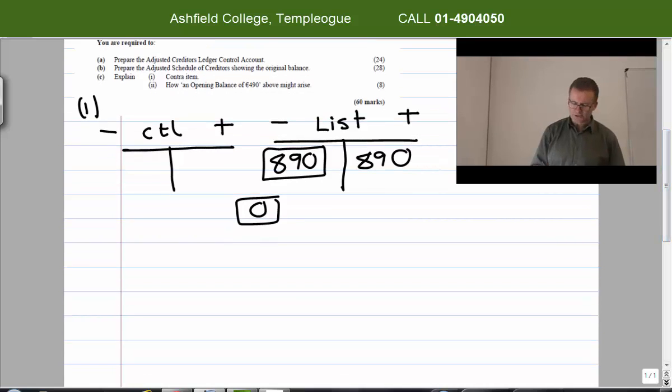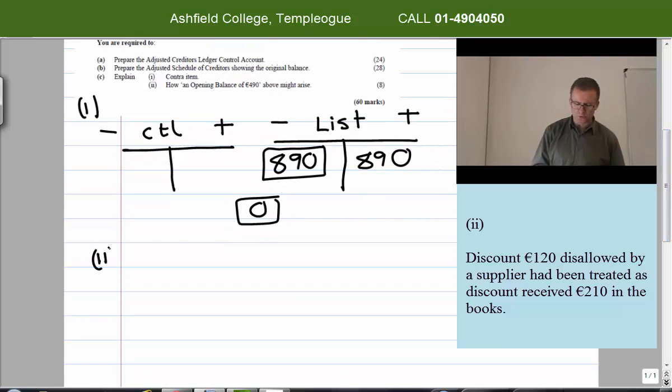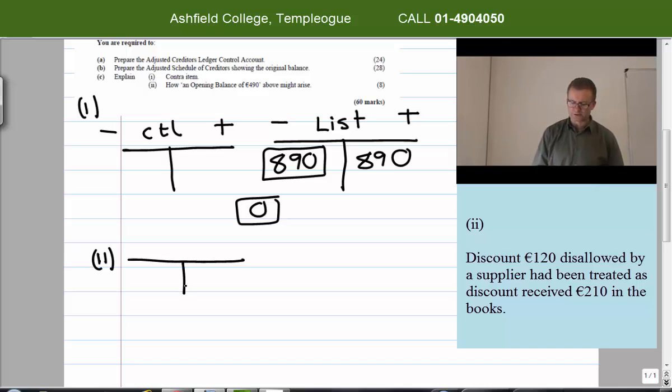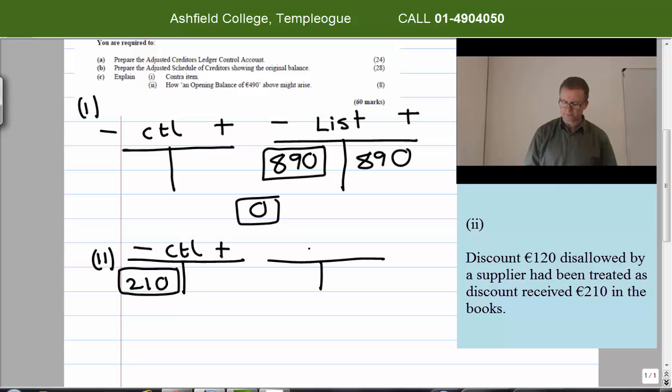Adjustment 2. Discount of €120 disallowed by a supplier had been treated as discount received of €210 in the books. Take note of the €210 and the €120, they're the two important figures. Discount received of €210 is how it was treated. So I'm going to show the control account and show the list again. So control with a minus and a plus. I put 210 in on the debit side. Representing discount received, we owe them less.